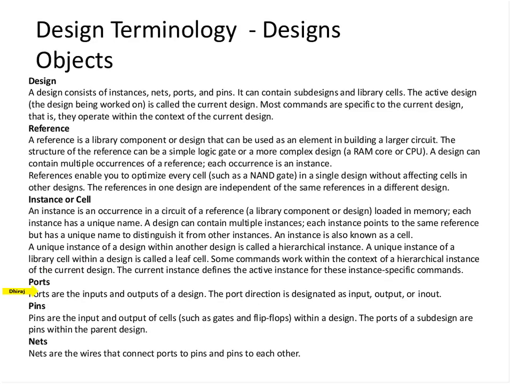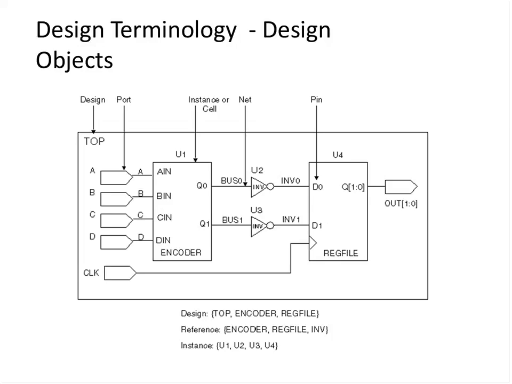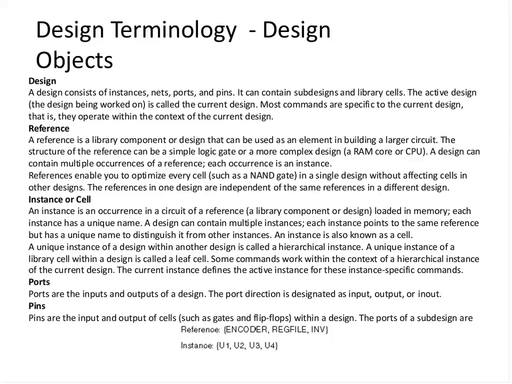Ports are inputs and outputs of a design. They can be input, output or in-out. Pins are inputs and outputs of cells within a design. So nets are wires that connect ports to pins and pins to each other. For example, this can be a wire which connects code to this design. This Q0 to inverter input is a wire, again inverter output to D0 is a wire, and so on.